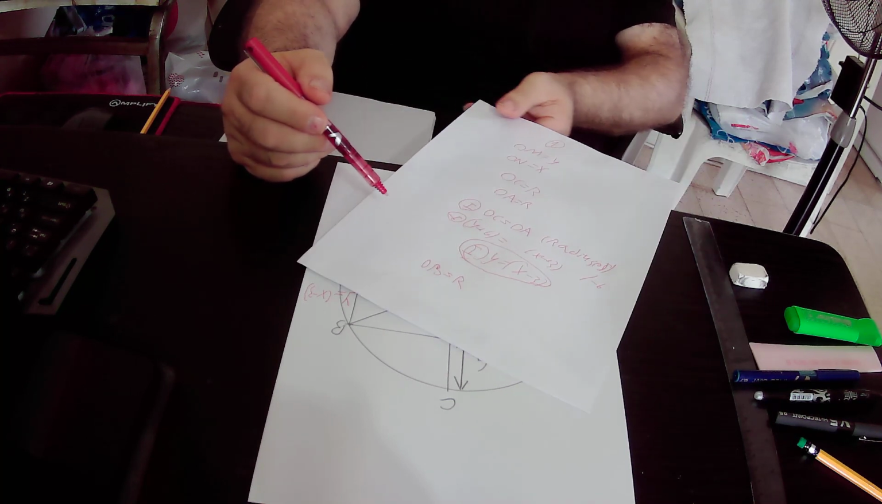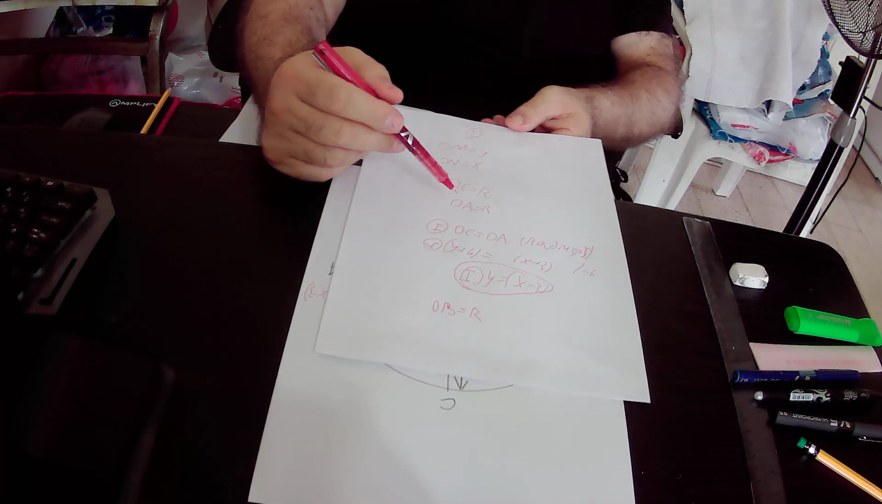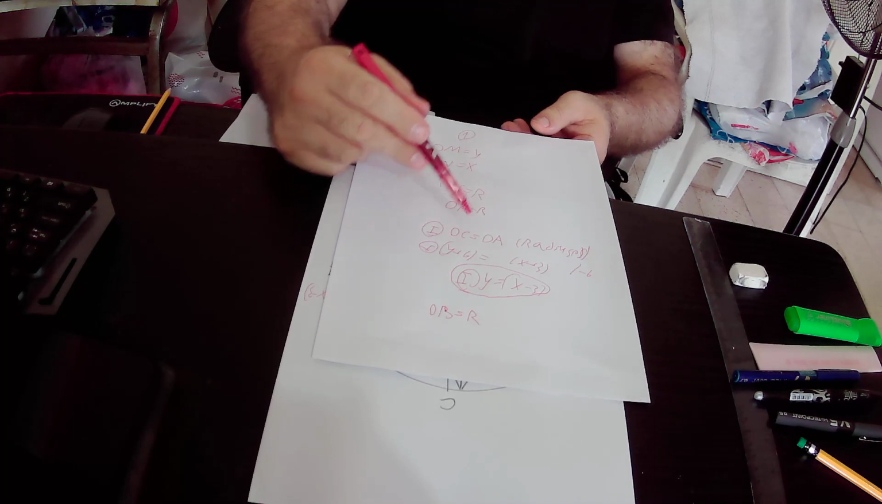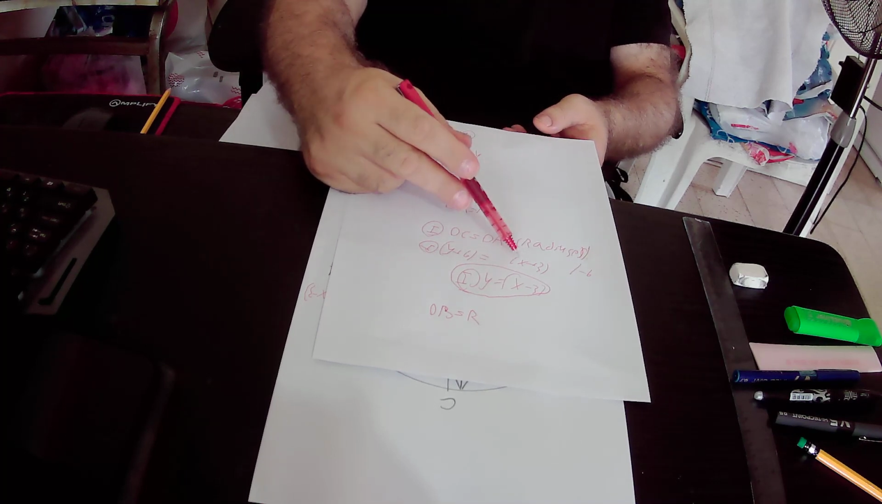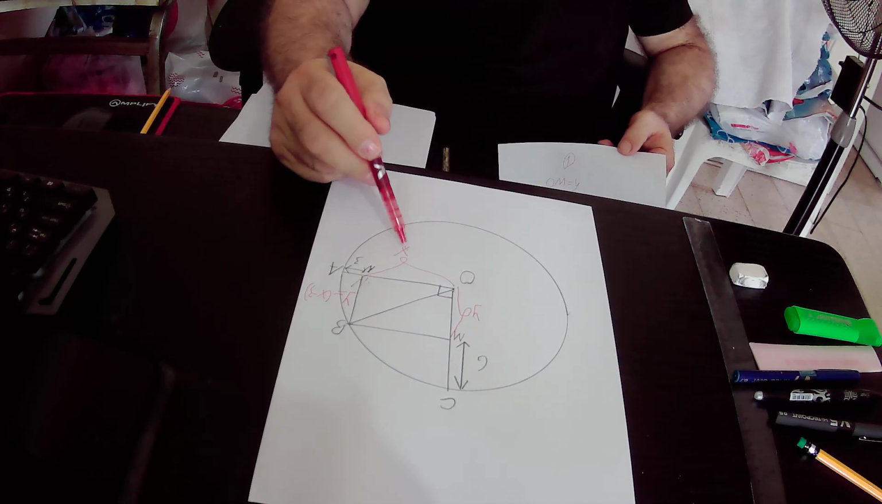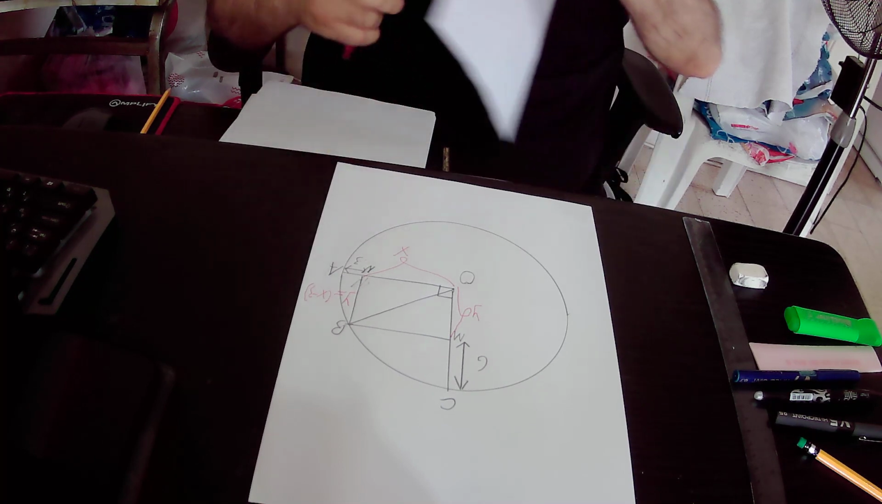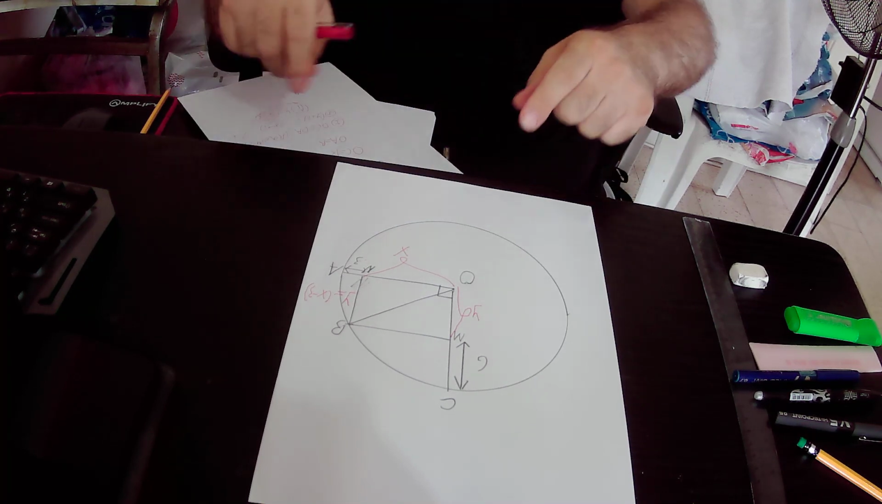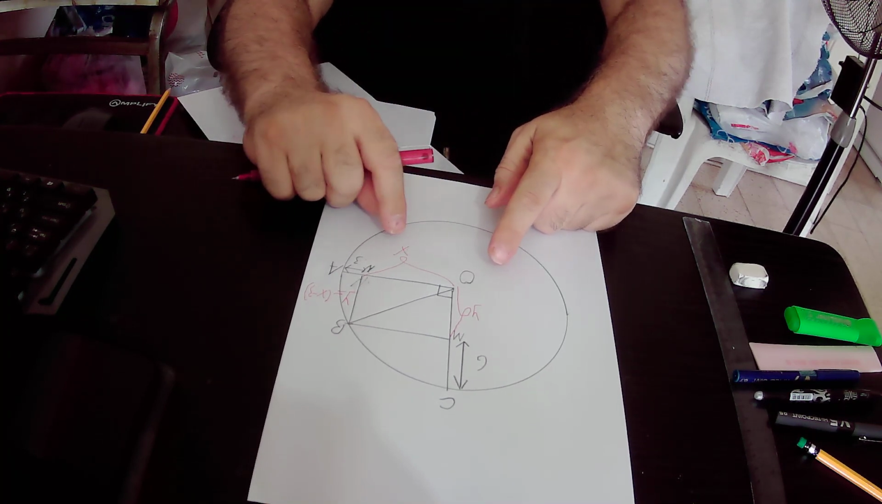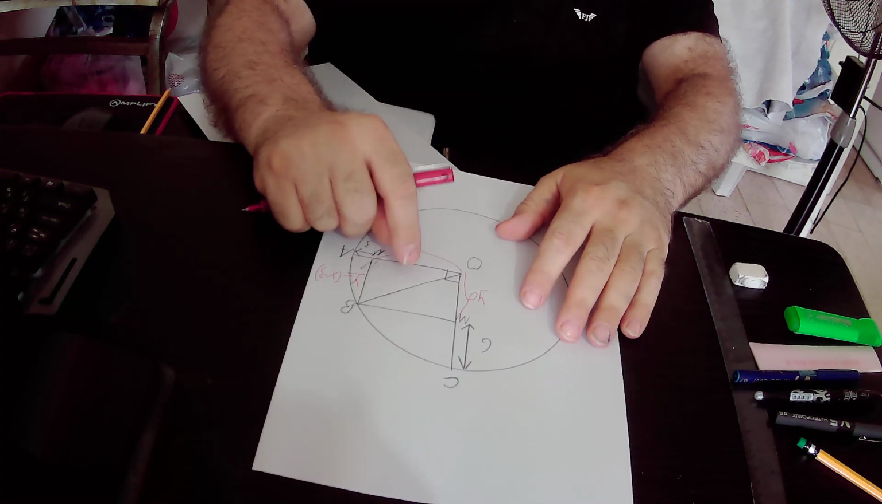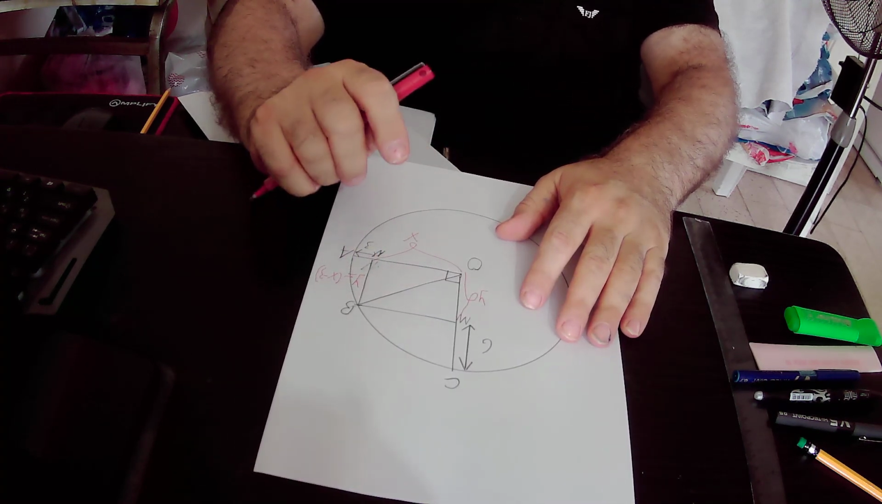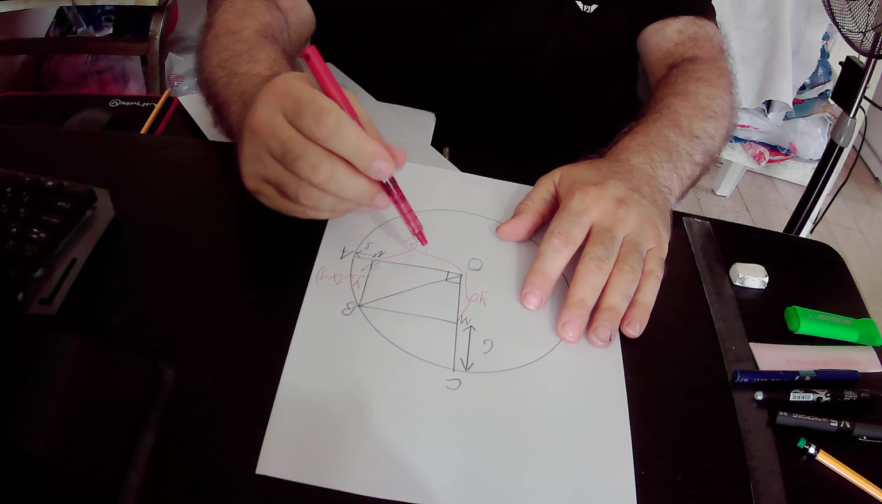OA equals x plus 3. So OA, that is the radius of this circle, equals x plus 3. So OB, that is also the radius of this circle, will also be equal to x plus 3.